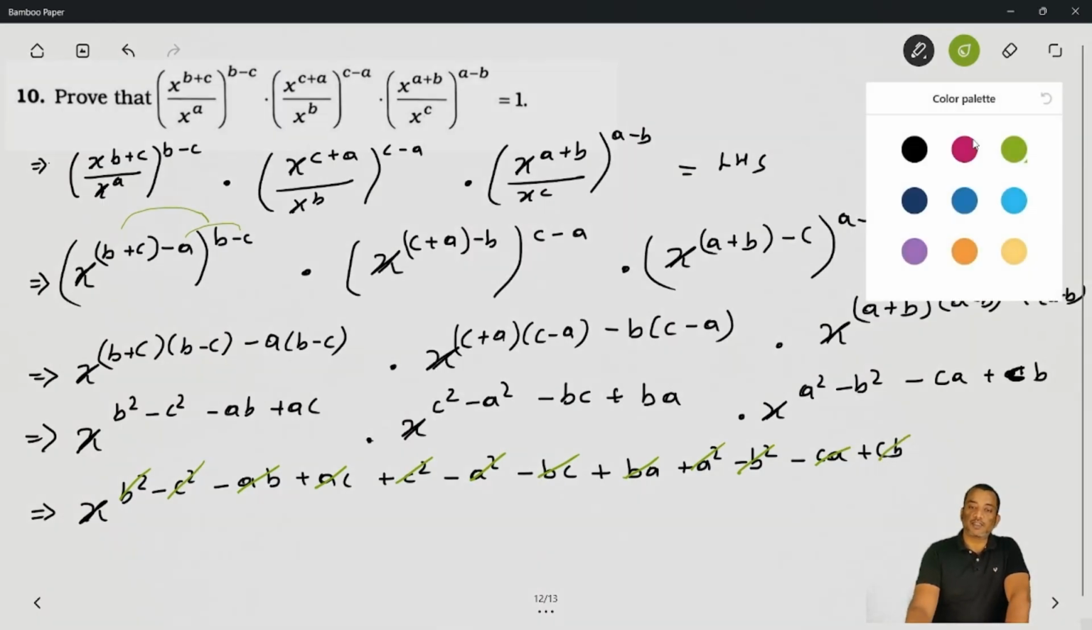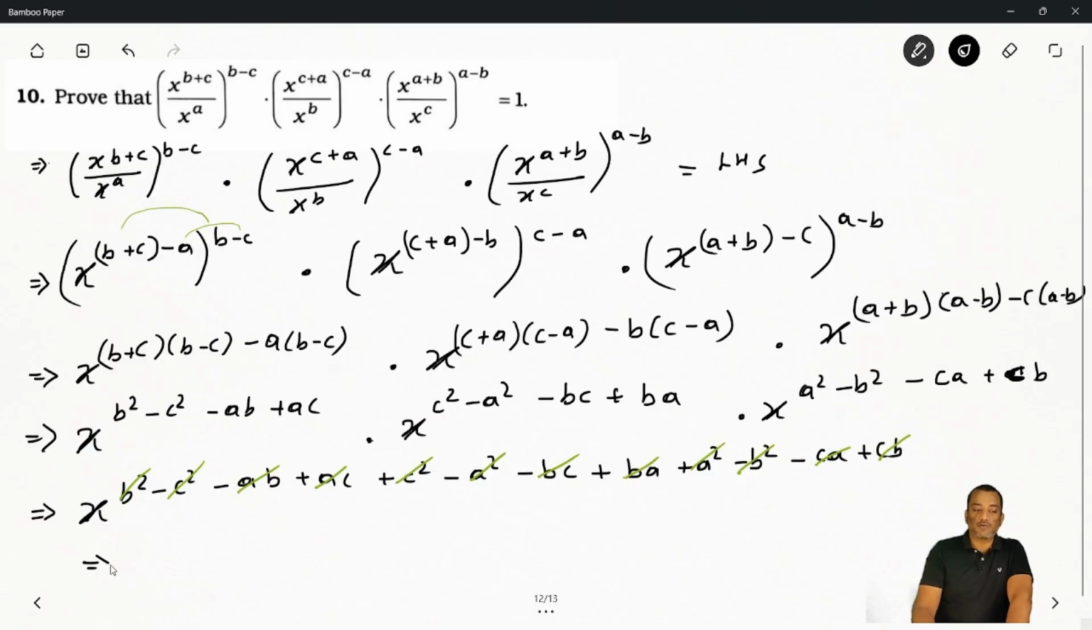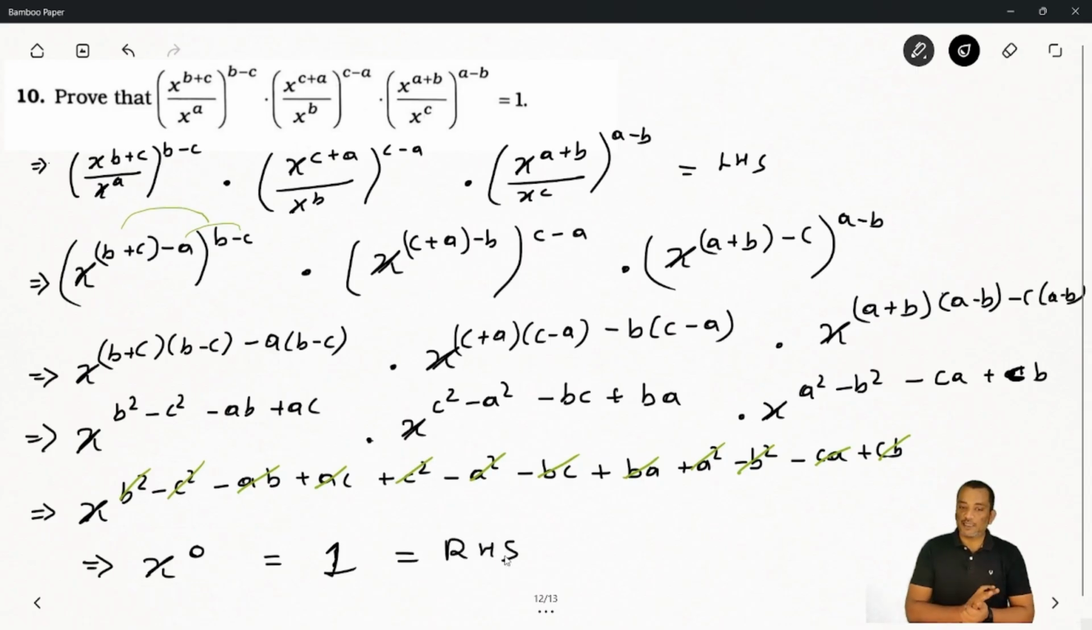So you can say this one you will get how much? X to power 0, which means is equal to 1, and that is equal to RHS. Hope it's clear. So very interesting question. This is also point of view of examination.